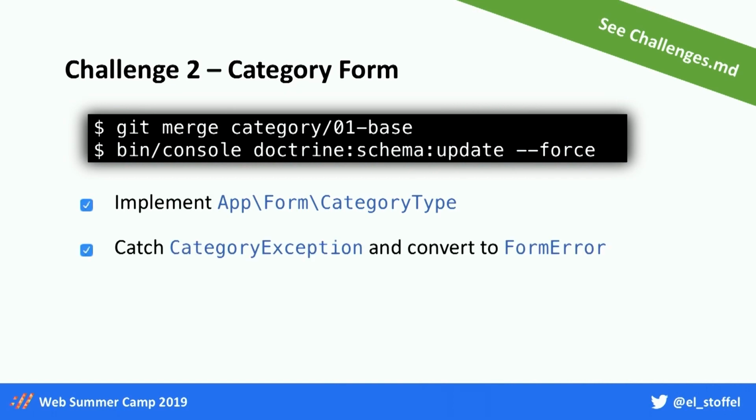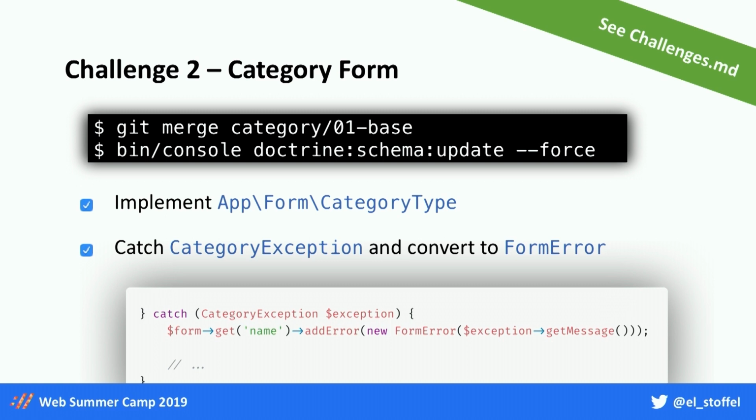So I guess we can start with the challenge. And there are two things to do. At first, implement a category type. We already have a category controller now, and we have a template already. You wrote one in the contact challenge, so I guess we know about that. So you just have to write a category type, and you have to implement a DataMapperInterface as well.